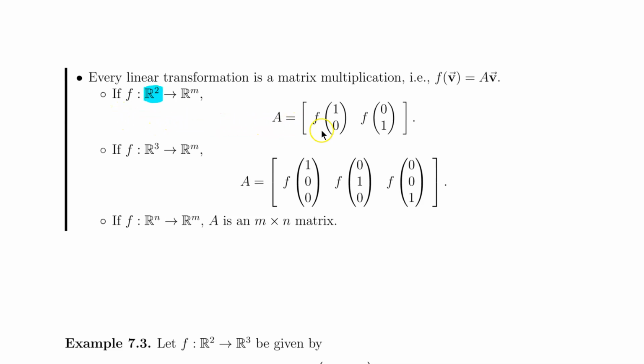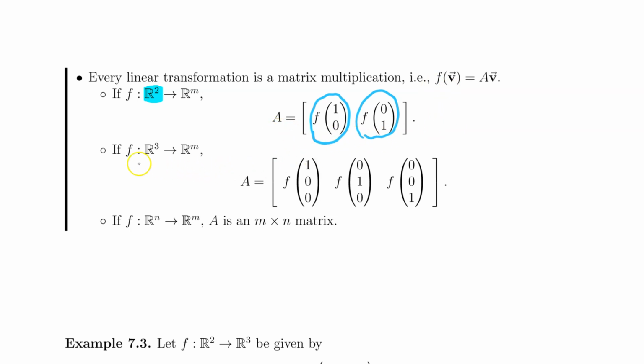And to find this matrix A, if the domain of my function is R squared, then I can find f of (1, 0), put that as a column vector. I find f of (0, 1), put that as a column vector next to each other and call it matrix A. So this is going to be the matrix A that we have from here. Applying the function f is just the same as multiplying by matrix A.